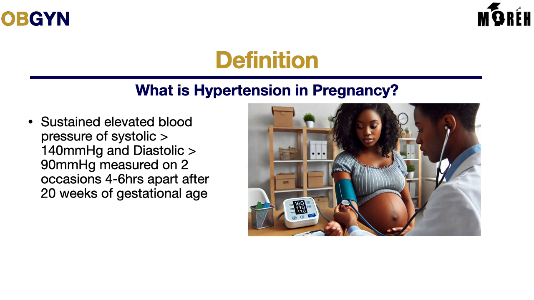It should be measured on at least 2 occasions because we know the different factors which can cause the blood pressure to be high or low. For example, if somebody is stressed or has been running, those things can cause an immediate rise in blood pressure, but it will calm down. So if you measure again after 4 to 6 hours and the blood pressure is still high, then we're saying this is hypertension. And if it occurs after 20 weeks gestational age, we're saying this is hypertension in pregnancy. So how is hypertension in pregnancy classified?